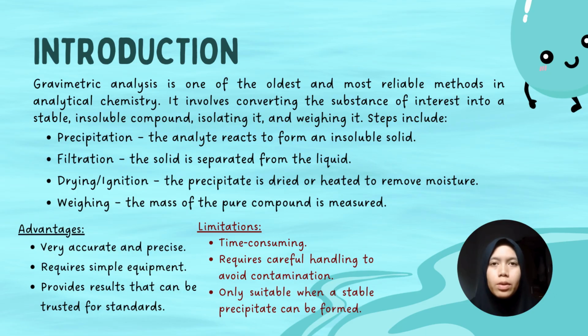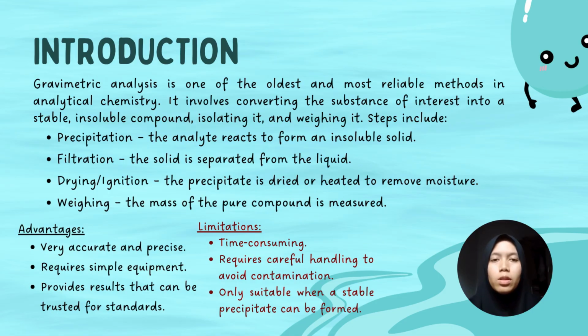Gravimetric analysis is one of the oldest and most reliable methods in analytical chemistry. It involves converting the substance of interest into a stable, insoluble compound, isolating it, and weighing it. These steps include precipitation, where the analyte reacts to form an insoluble solid. Filtration, where the solid is separated from the liquid. Drying, where the precipitate is dried or heated to remove moisture. Weighing, where the mass of the pure compound is measured.